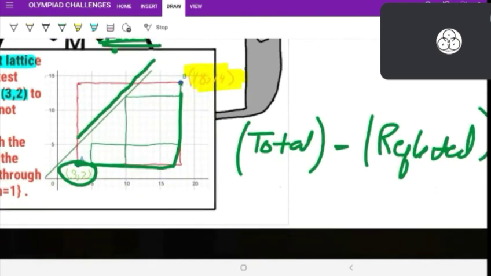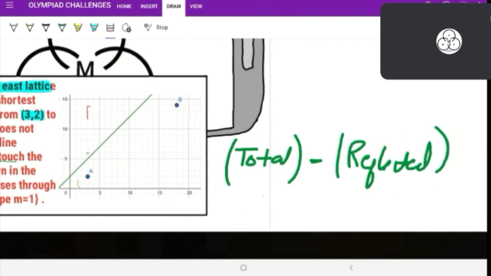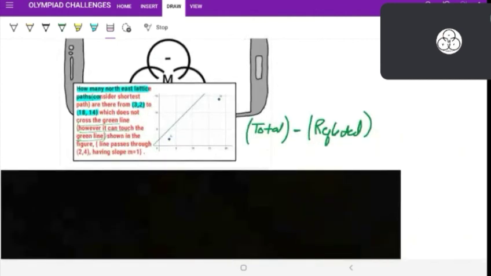Using this idea, you can solve this kind of problem: total minus reflected. Now, using this concept of total minus reflected and this reflection and all other things, a very nice question was given in the test.